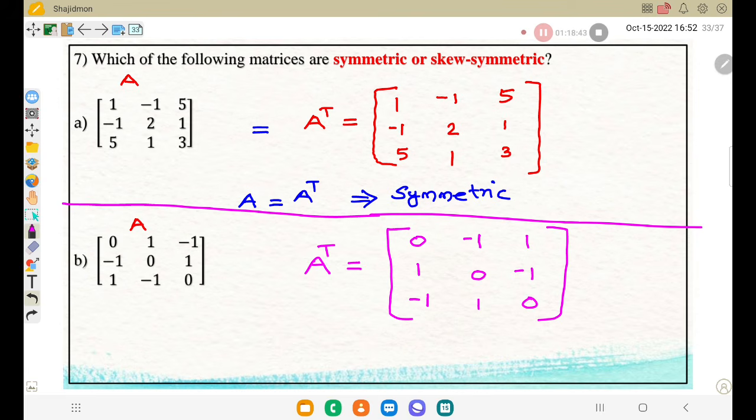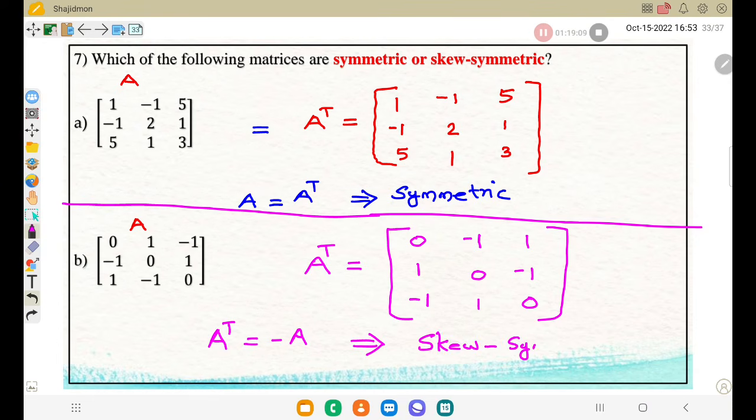See, the first number 0, here also 0. 1 becomes minus 1. Minus 1 becomes 1. Minus 1 becomes 1. 0 is the same. 1 becomes minus 1. Just the opposite number. That means A transpose is not the same, but is minus of the A matrix, the opposite of A, minus A. That means this matrix is skew symmetric. Correct?